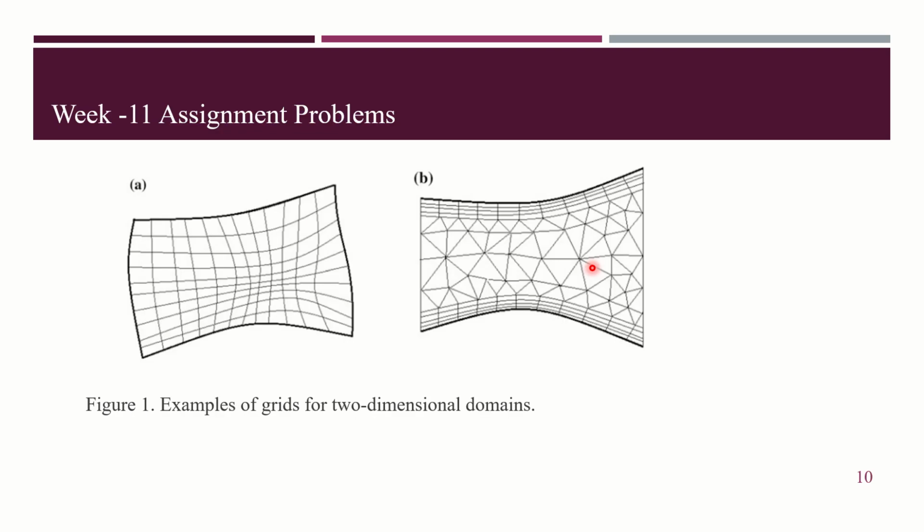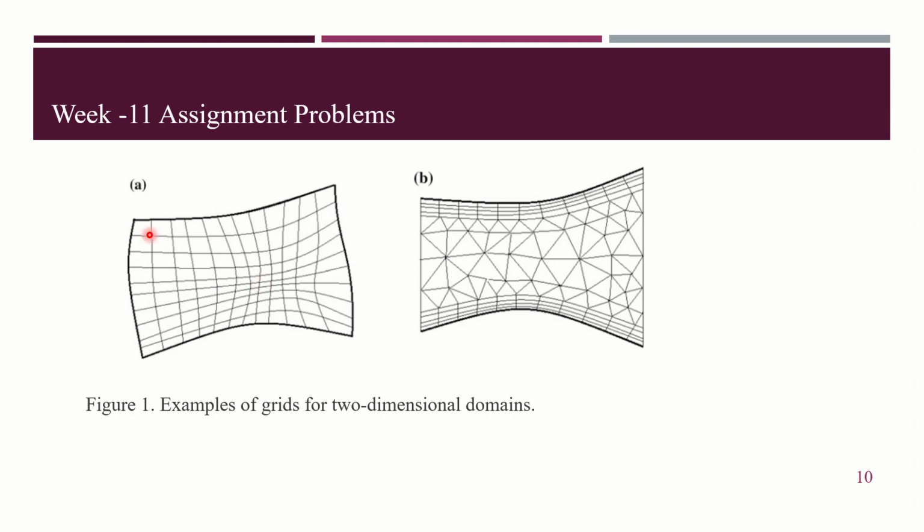So a similar question we have seen last week also. Now we are asked to identify which of the following is a structured grid and an unstructured grid. Before, we identified that 1A is a structured grid and 1B is an unstructured grid.